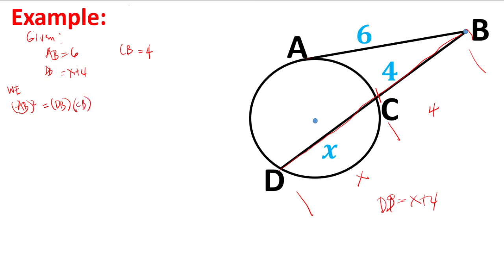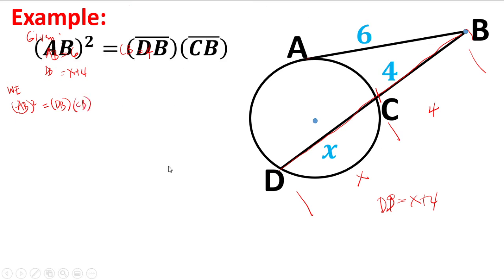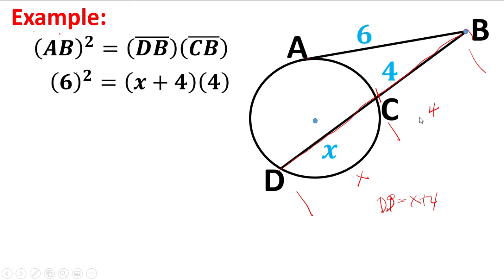Okay, and then, substitute and proceed to the operation. So, AB square is equal to DB times CB. AB is 6, DB is X plus 4, and CB is 4. And after that, proceed with the operation. 6 times 6 is 36. And then, distributive tayo dito. 4 times X is 4X. Tapos, 4 times 4 is 16. Okay? So, you will arrive with 36 is equal to 4X plus 16.